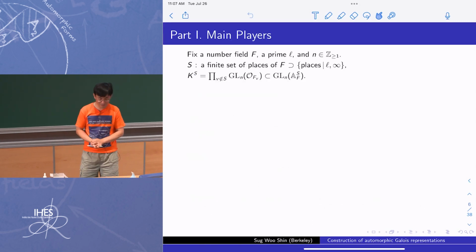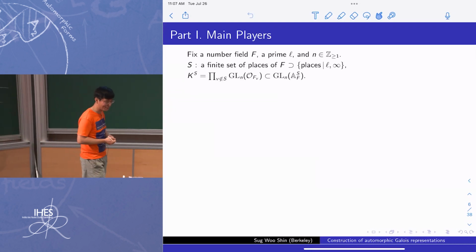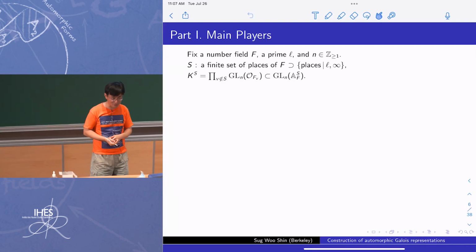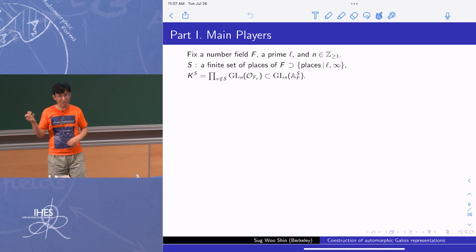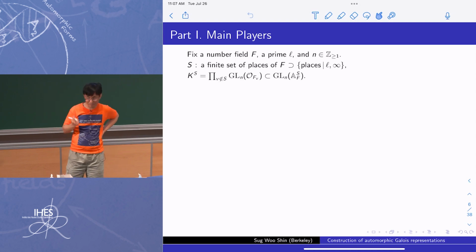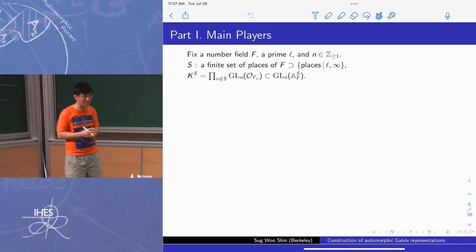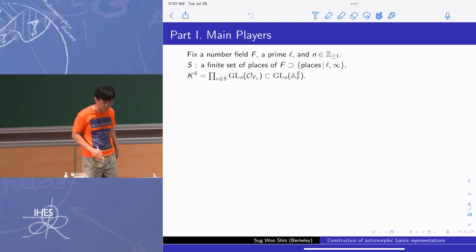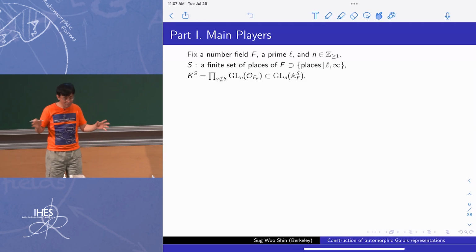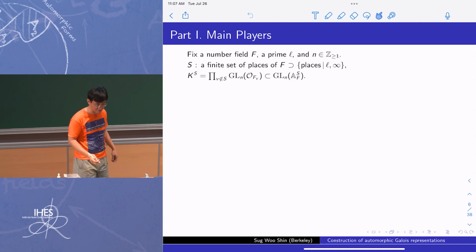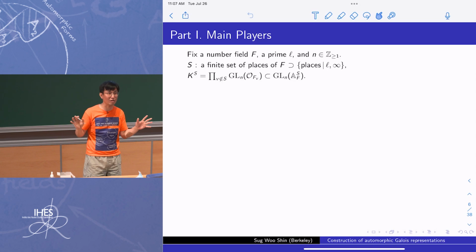Okay, so here are the main players. We need to see some notation for the rest of my talk. So F is a number field, L is a prime, N is a positive integer, and S is some finite set of places. Basically, it's a finite set of bad places, including those over L and infinity. And K upper S is just the product of hyperspecial subgroups in GL_N. So we basically keep things unramified outside S.